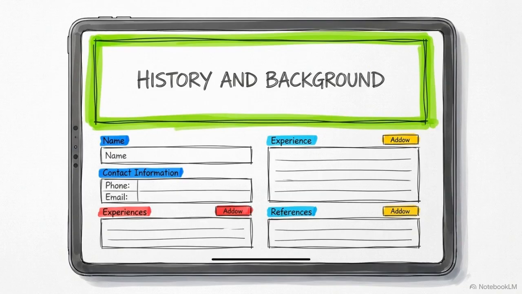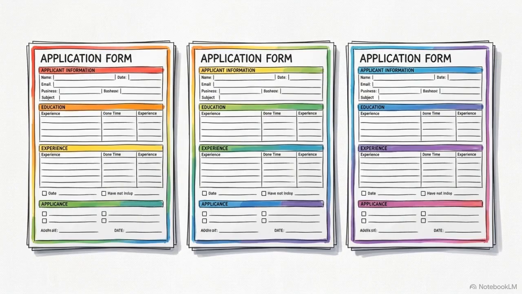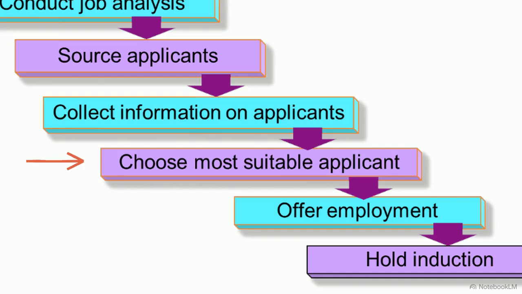For almost all jobs, appearance is entirely irrelevant, and asking for a picture introduces surface-level bias into the screening process. Standardized data collection ensures every applicant is judged strictly by their merits, protecting your company from discrimination claims. Next is step 5, where you choose the most suitable applicant from your shortlist.